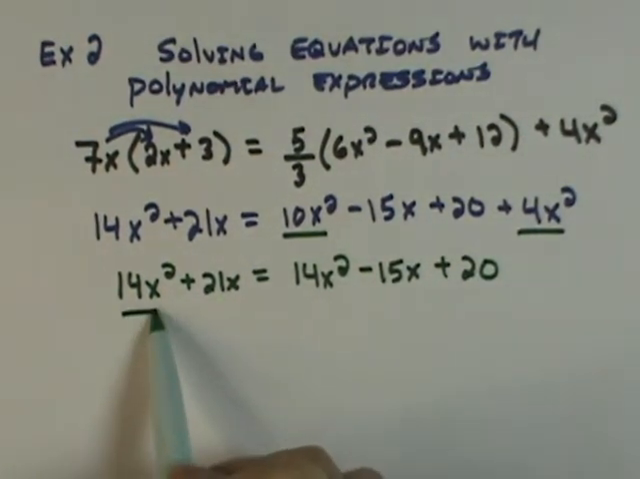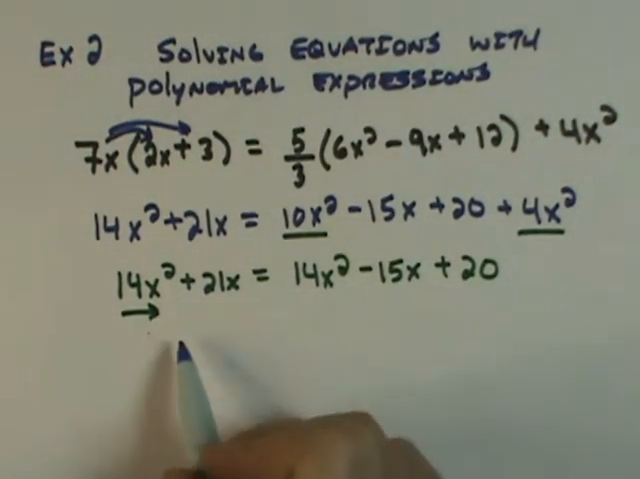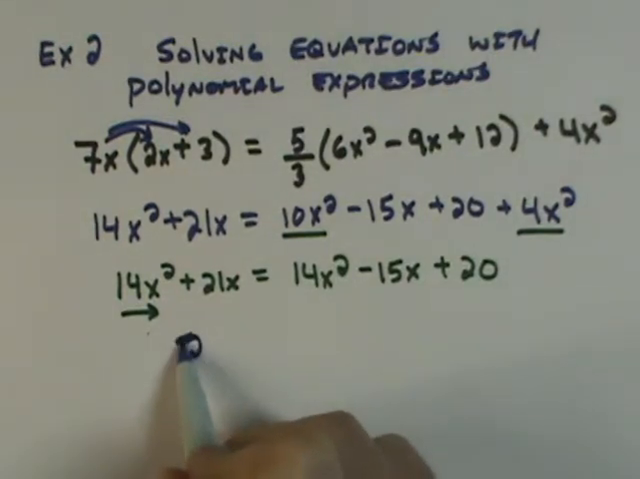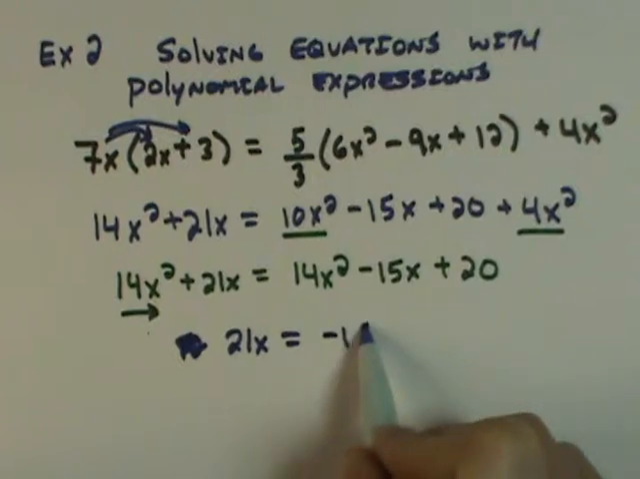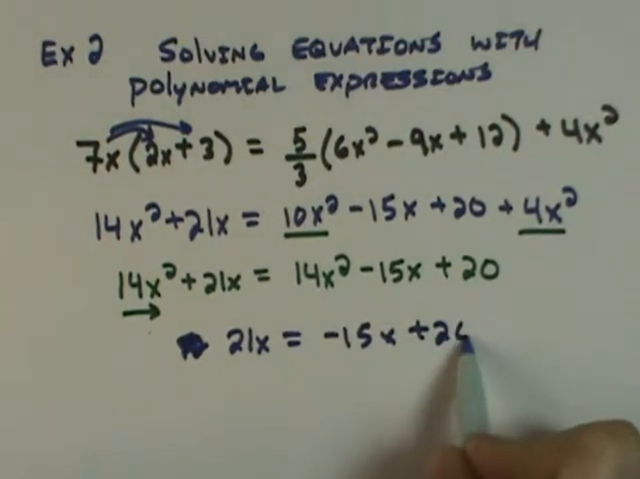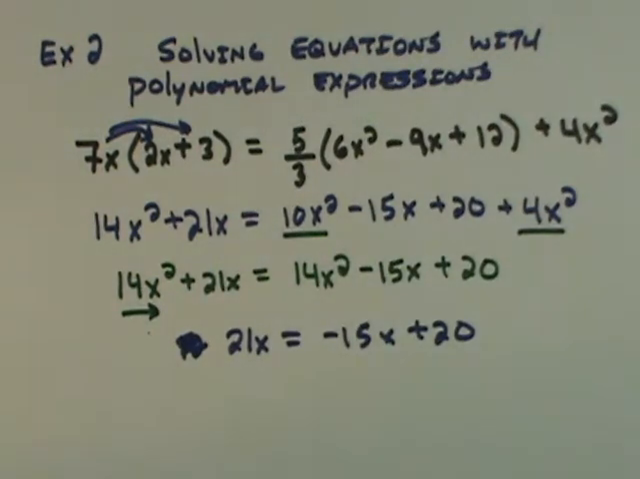And the second that I try to move one of these 14x squareds, it doesn't matter which one I try to move, they're going to drop out. And I showed you that in the last example. So I'm actually just going to show that those drop out by going to the next line and just say 21x is equal to -15x plus 20. Because as soon as that moves over, it becomes a -14x squared. It's got to drop out.